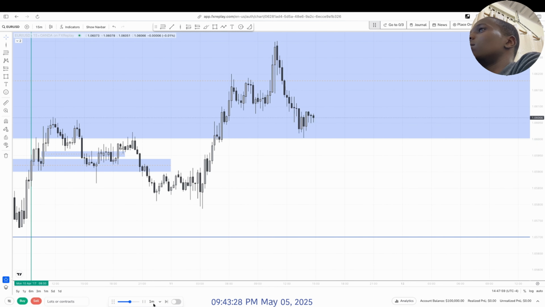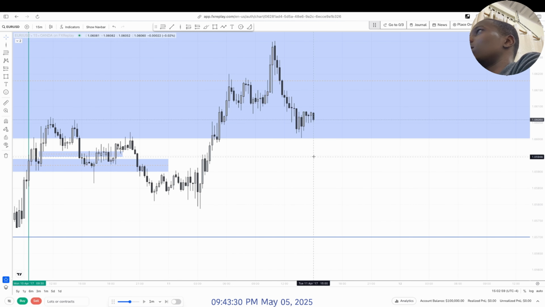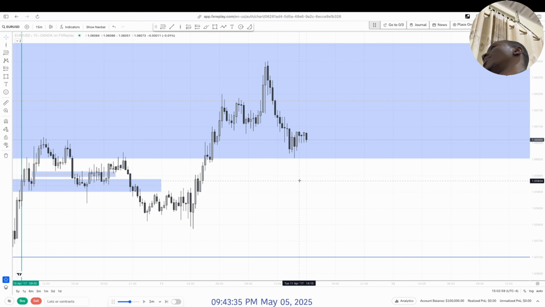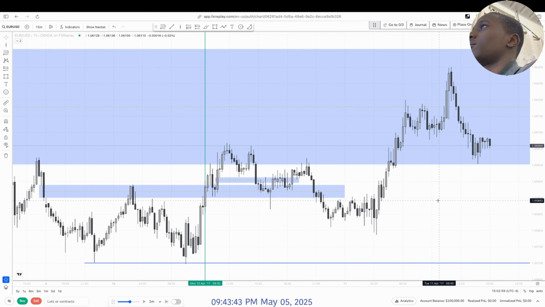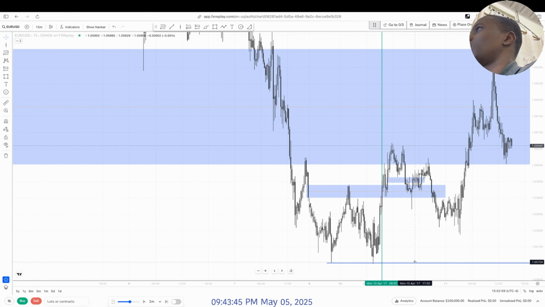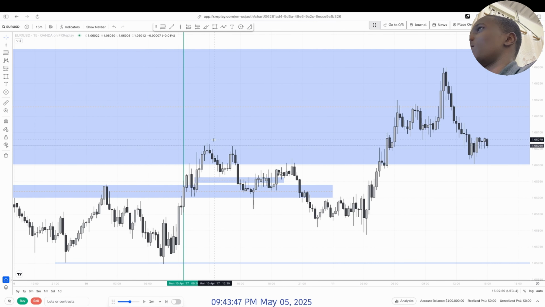Okay, so we can see something right here, still in the PM session. I don't know why. So 15 PM session might be a good time, probably. So we can see a good sweep of liquidity. This high swept out by this one, and this high was also swept out by this one.